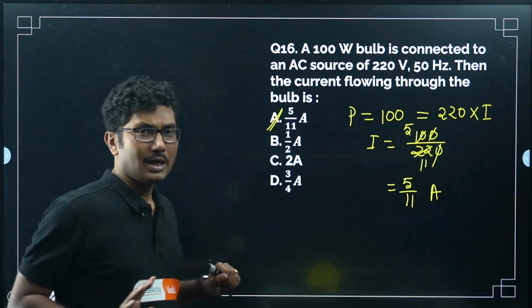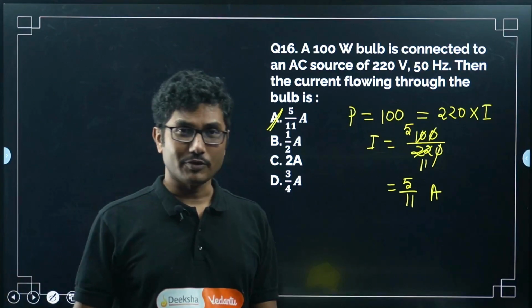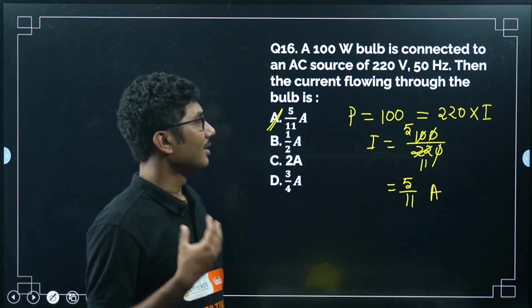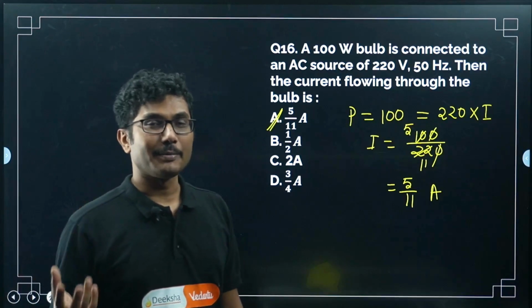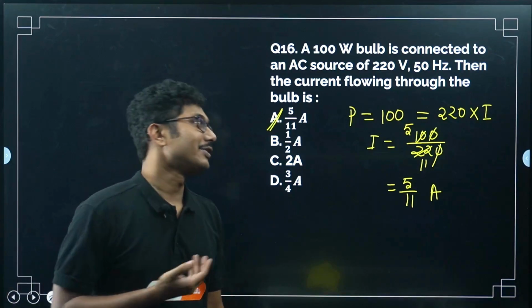Simple formula, simple equation. P is equal to VI. Just remember that P is equal to VI. And another thing is, if you remember VIT, remove the T, then it is VI, which is power.